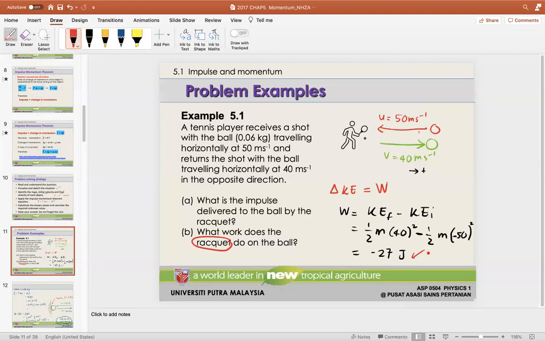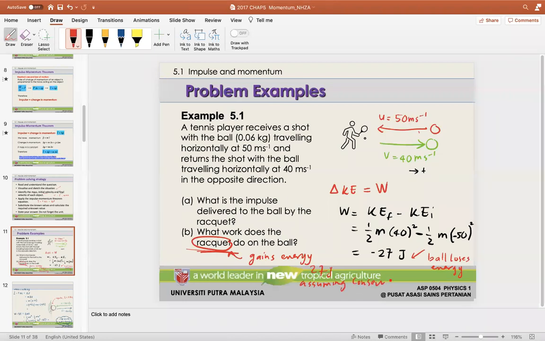Okay, so the ball loses energy. Betul. We are talking about the ball, but we did not notice that we are asking about the racket. So the ball loses energy, so the racket gains, if we are assuming that conservation of energy occurs here. So the racket gains energy, which is 27, assuming conservation of energy lah.